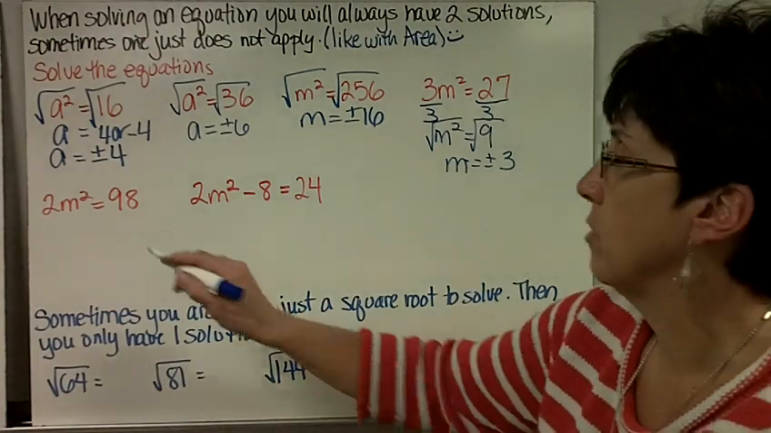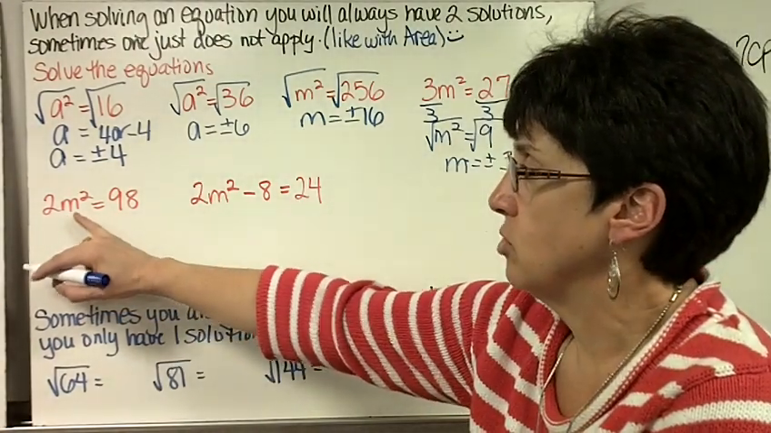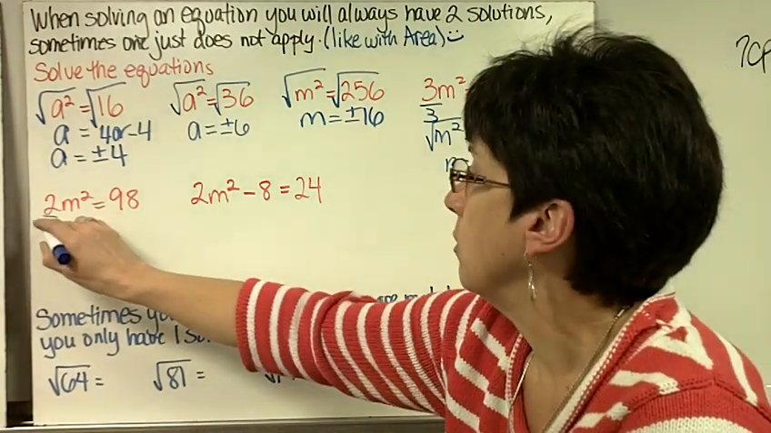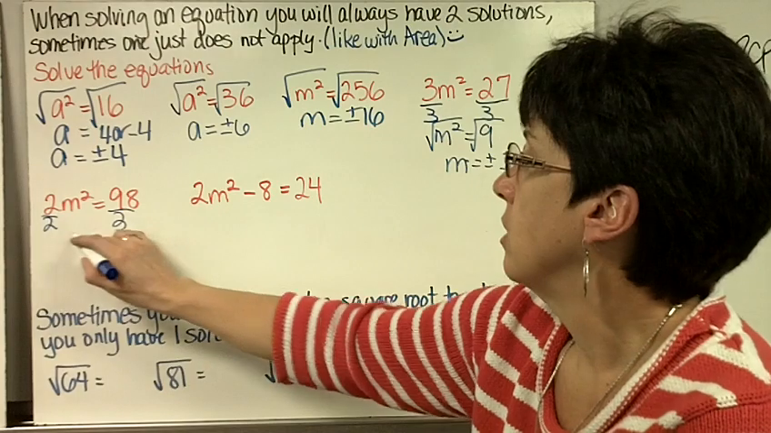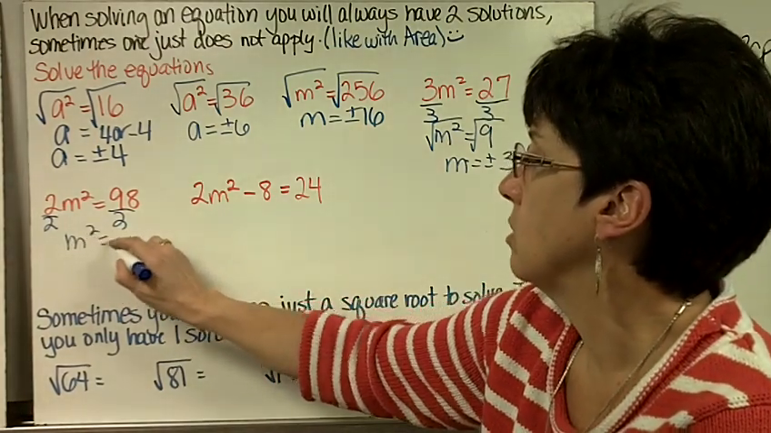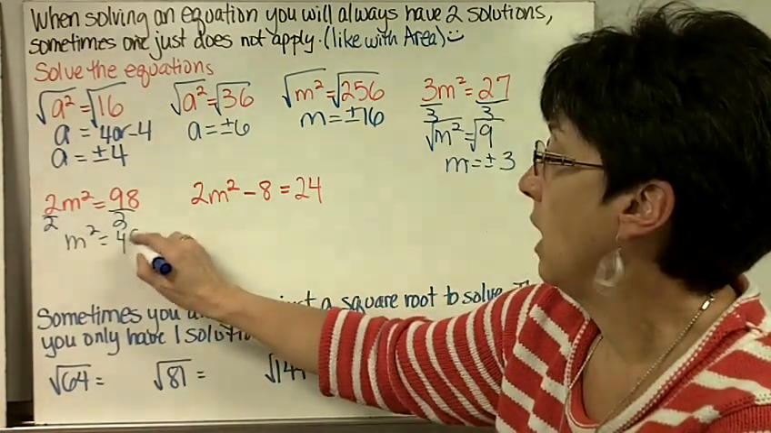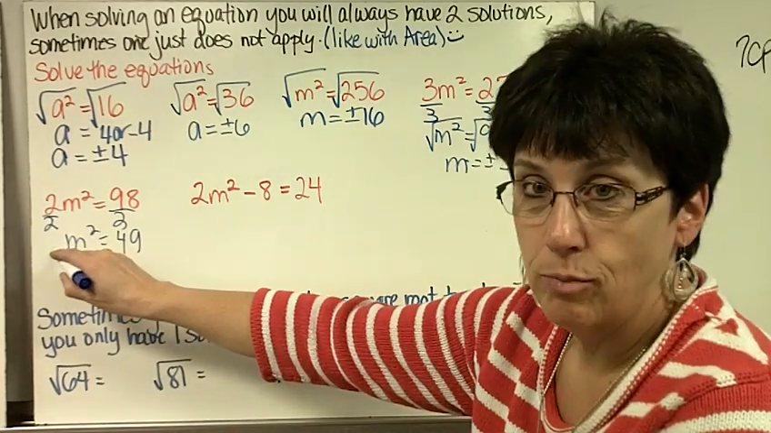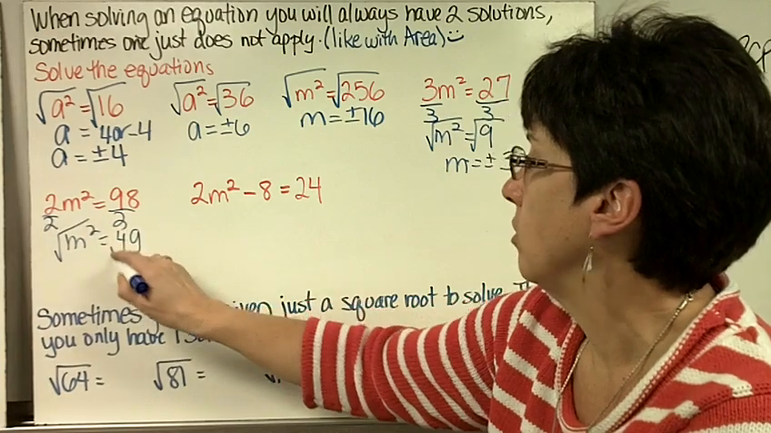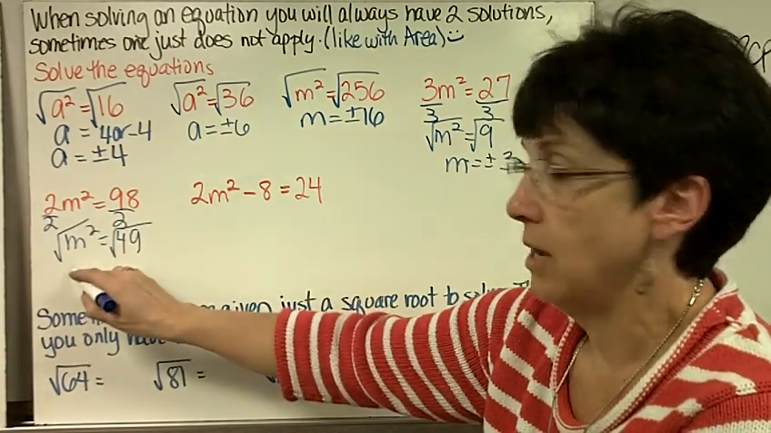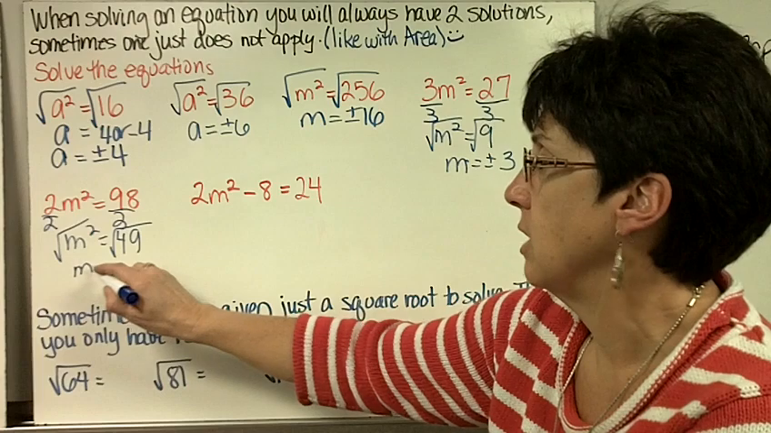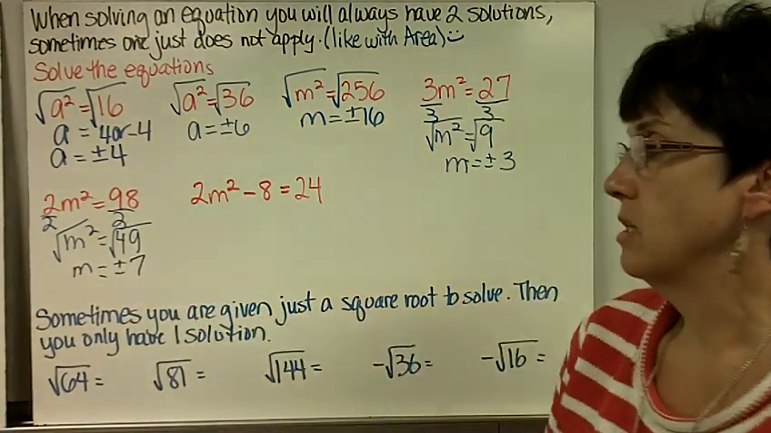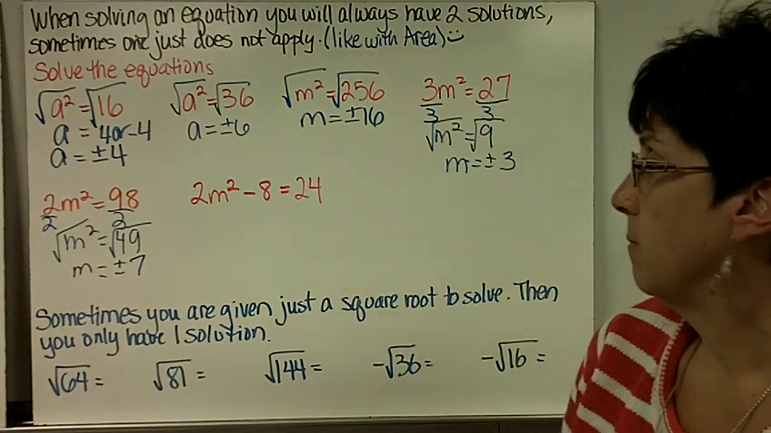Let's do two more of those. 2 times m squared equals 98. What do we do? Divide by 2. So m squared equals 49. Wow, another perfect square. Now do the inverse operation of squaring, which is take the square root. M times m is m squared, so the square root is m. And 7 times 7, or 7 times negative 7, is 49, so m equals plus or minus 7.